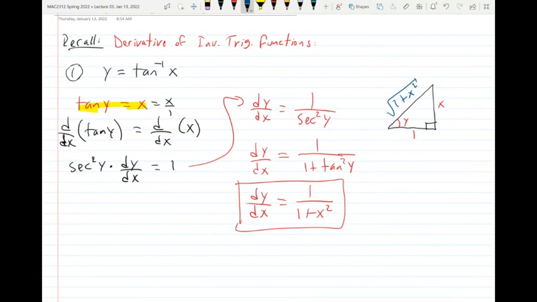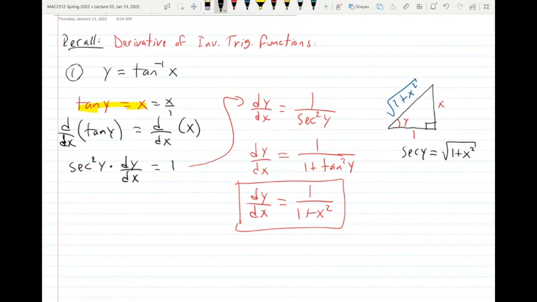Looking at the triangle, from here we get the secant of y. Remember, secant is 1 over cosine. Cosine is adjacent over hypotenuse. So secant is hypotenuse over adjacent. So we can see from the triangle that secant is square root of 1 plus x squared. If you put that in here, when you square, the square root is gone, and we get this formula.